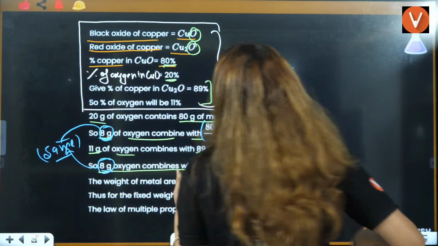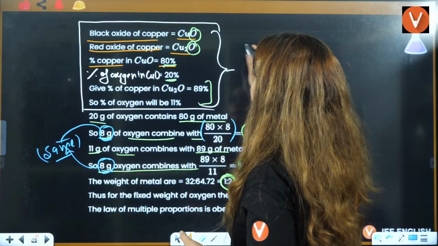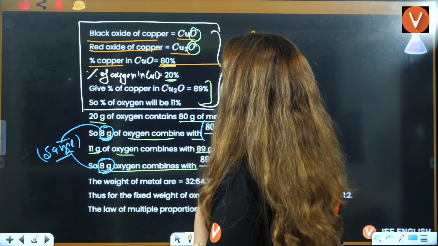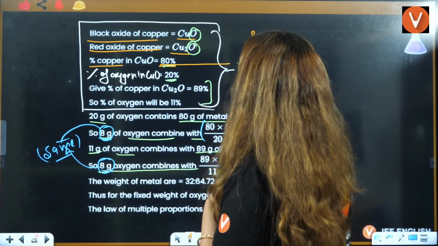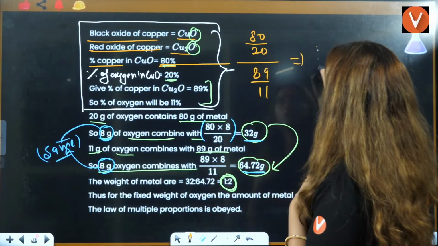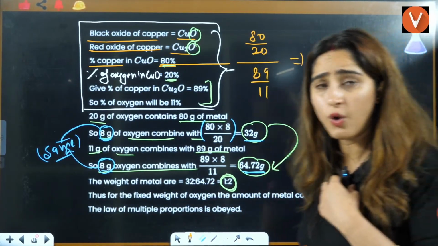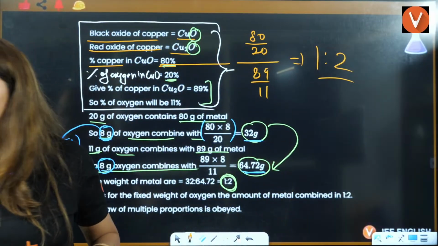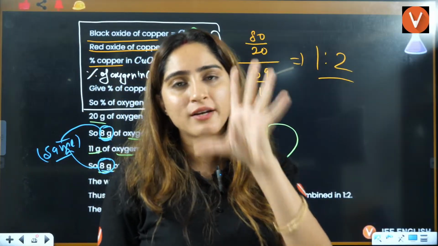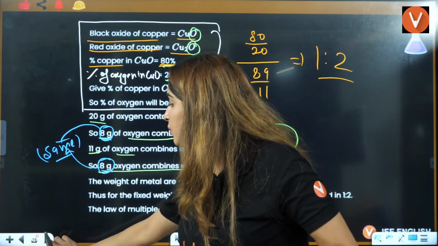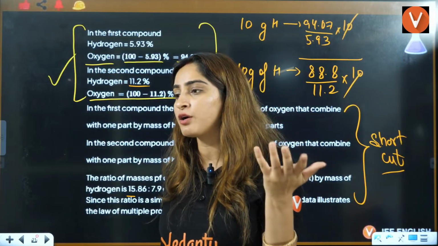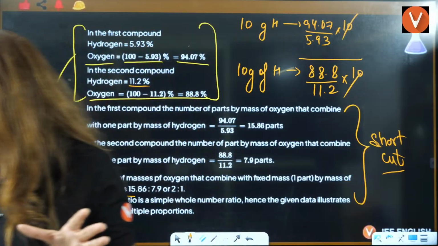Here, how would we have done it? Here we could have also applied it like this. This is the oxygen by copper. Oxygen is 80, copper is 20, and here oxygen is 89, copper is 11. You take the ratio, it will be 1:2. Okay, so that is the shortcut that you can apply. But to understand the shortcut, you should understand how to generate the shortcut. If by chance you forget the shortcut, you should know what the long method is, right?